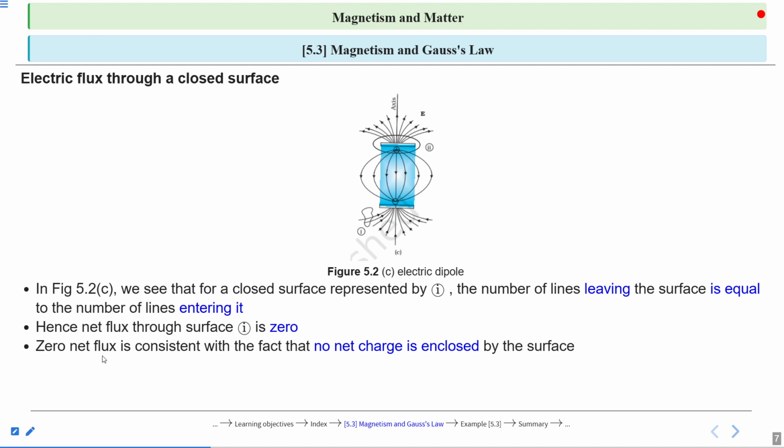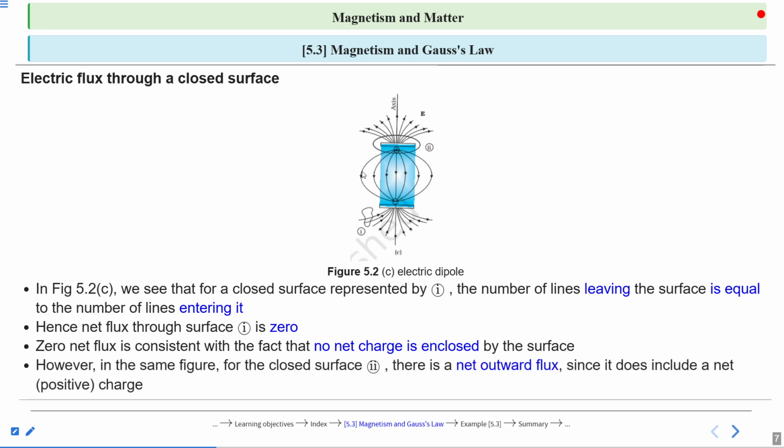Zero net flux is consistent with the fact that no net charge is enclosed. If the net electric flux through any surface is 0, that means there is no net charge enclosed by that surface. This is the conclusion for Gauss law in electrostatics: if there is no charge enclosed in the closed surface, then the net flux through that surface will be 0. So we have seen that the net flux through surface 1 is 0. That means no net charge is enclosed by this surface 1.